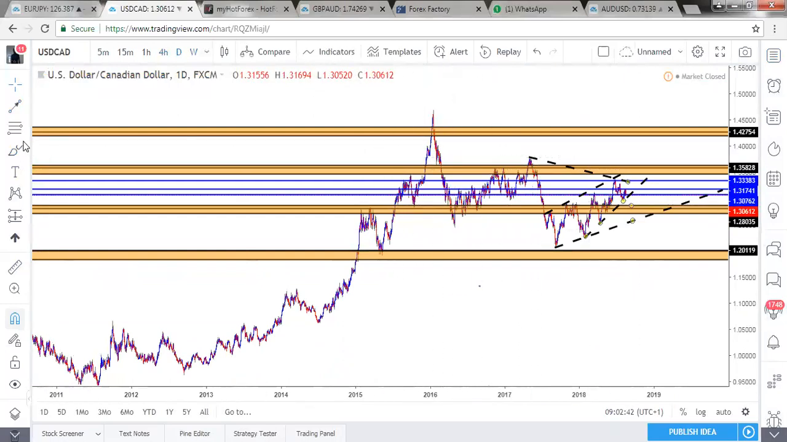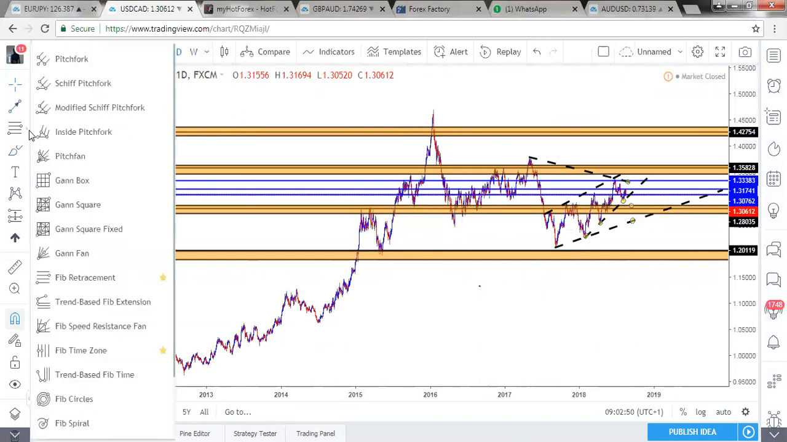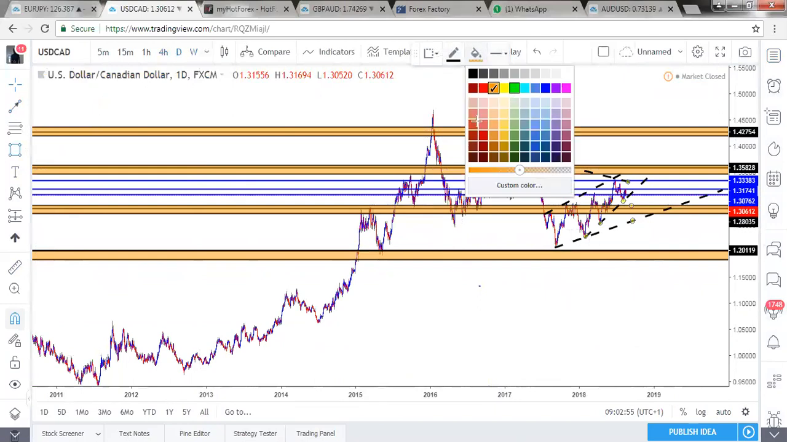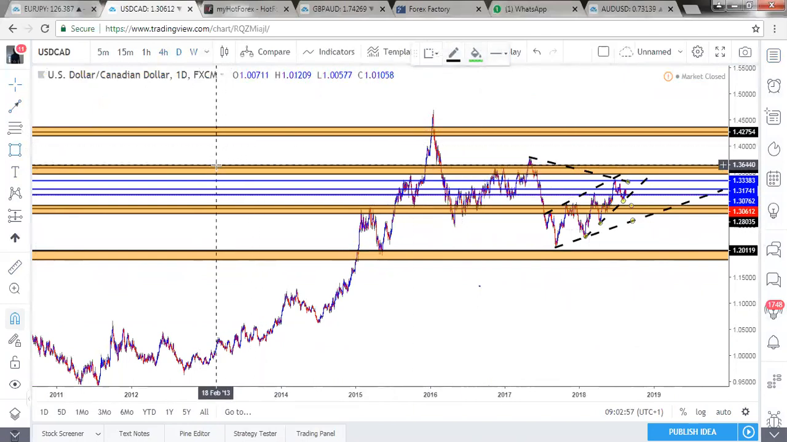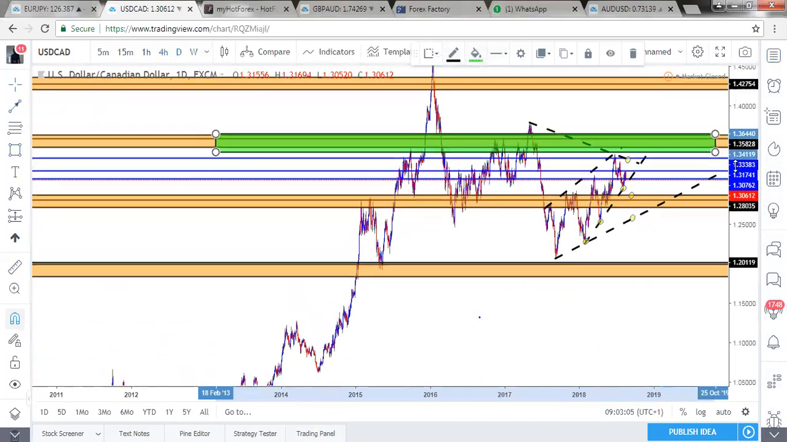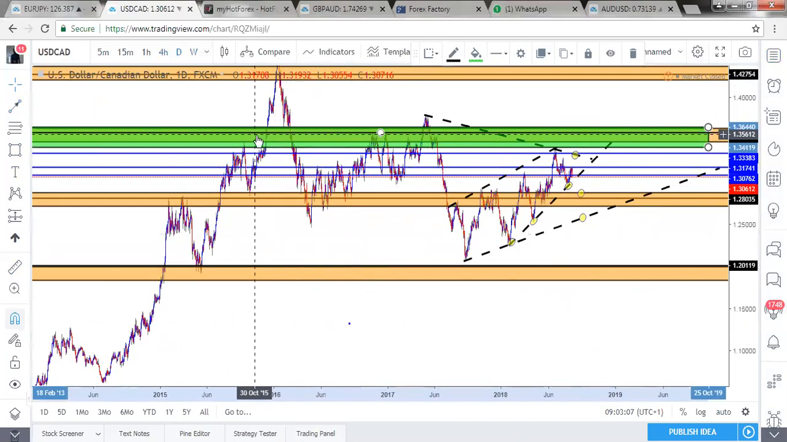Now, for this particular pair, I'll call this a major reversal zone. Let me use another color. I'll call this a major reversal zone for this particular pair. You know why? Because whenever price comes here, apart from the one time price broke it, whenever price gets here, it turns. It gets here, it turns. It got here again, and then it turned.